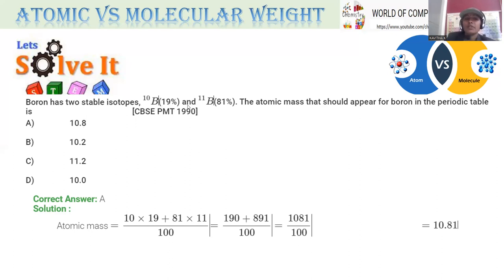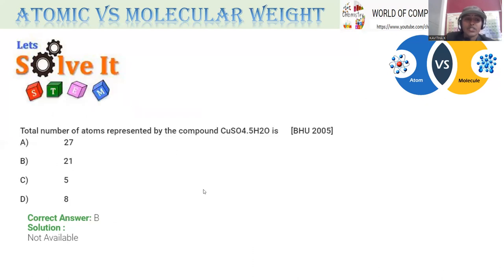If you know percentage abundance and atomic masses, average atomic weight is calculated by taking percentage abundance by 100 into its atomic mass, plus second isotope percentage abundance by 100 into its atomic mass. So if you substitute, you will get the answer. A is the correct answer for this question.